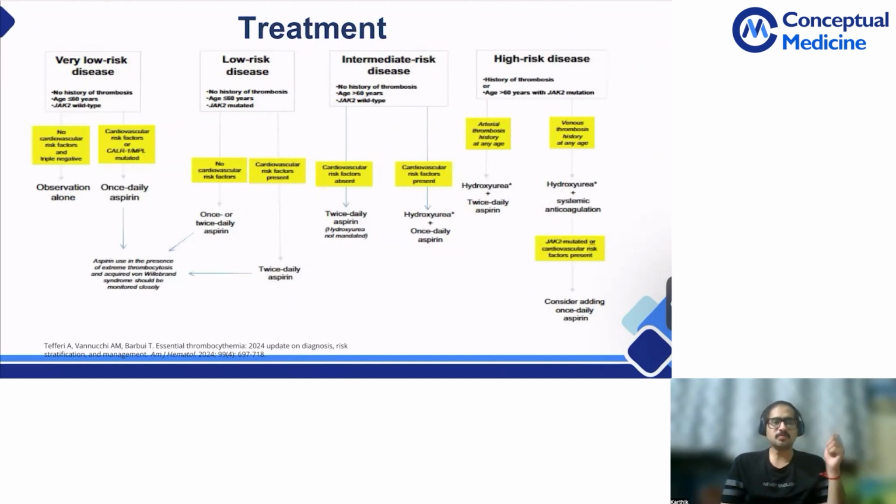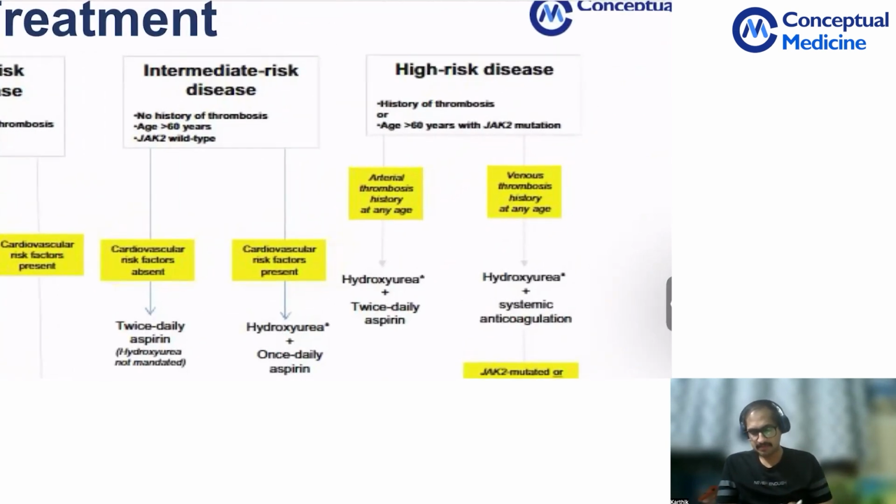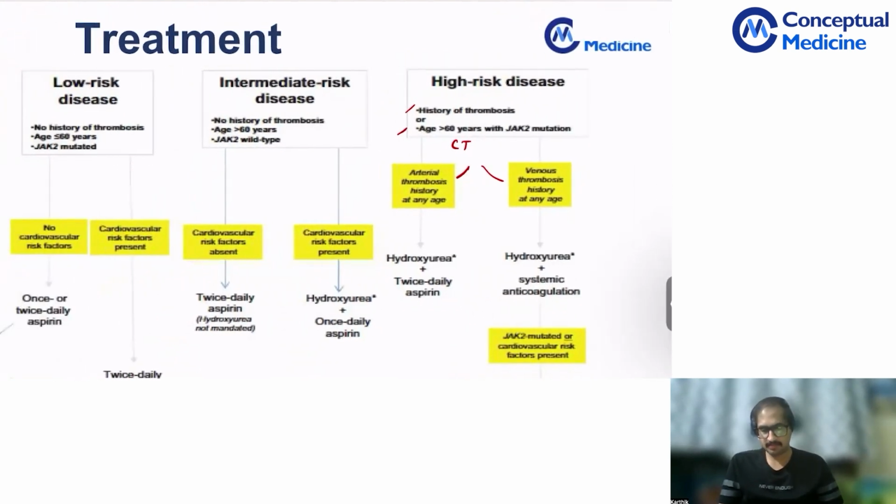Or age more than 60 with presence of JAK2 mutations. Please remember: history of thrombosis, or age more than 60 years with JAK2 mutations, classifies patients as high risk ET. So for those patients, you have to start cytoreductive therapy, hydroxyurea or interferon alpha, plus aspirin for arterial thrombosis, and anticoagulation for venous thrombosis. Remember this.